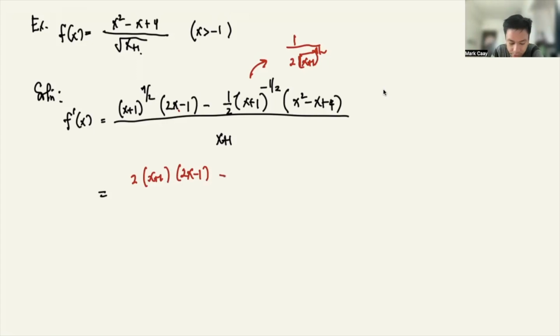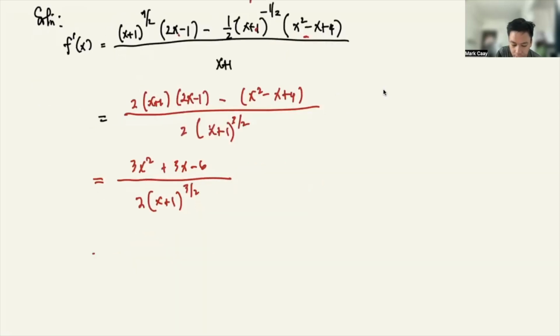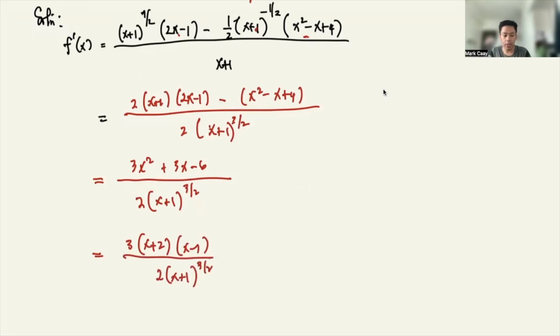Okay, and this is minus. What remains is x squared minus x plus 4 all over x plus 1. 3 over 2, because the exponent goes down, right, it became 1 half. Okay. There should still be a 2. And then this is equal to 3x squared plus 3x minus 6 all over 2 times (x plus 1) to the 3 over 2. So, this is equal to 3 times (x plus 2)(x minus 1) all over 2 times (x plus 1) to the 3 over 2. So, that's its derivative.